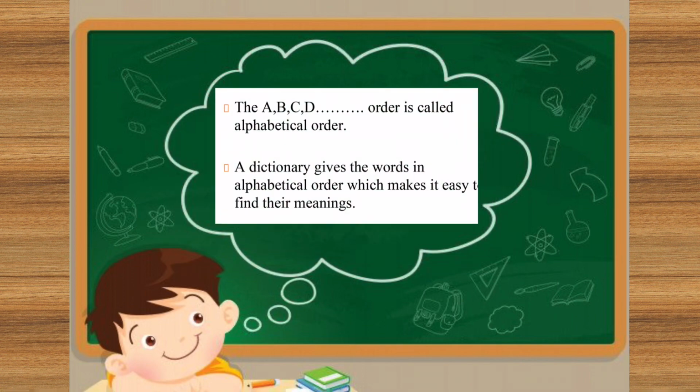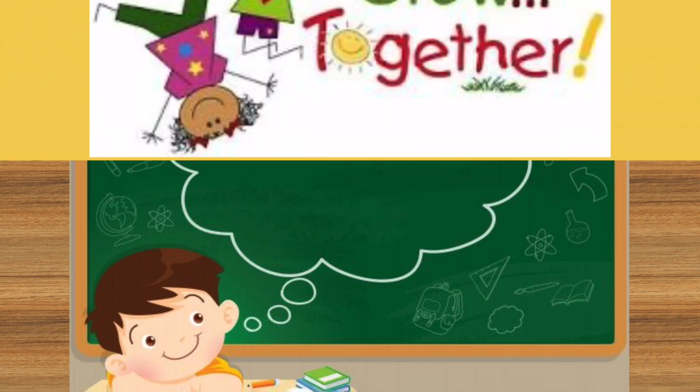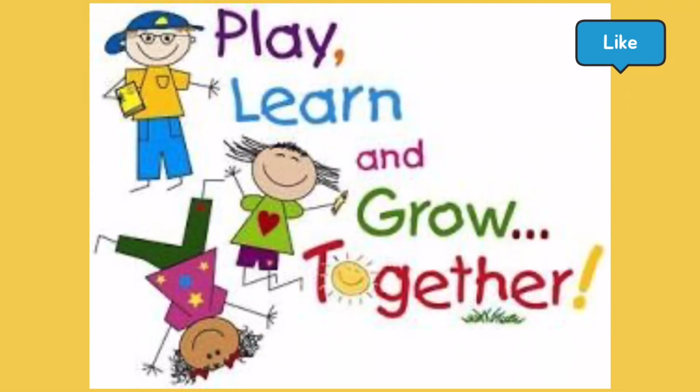Let's see what we have learned today. The ABCD order is called alphabetical order, and how to arrange the words in alphabetical order. A dictionary gives the words in alphabetical order, which makes it easy to find their meanings. I hope you have understood the lesson.